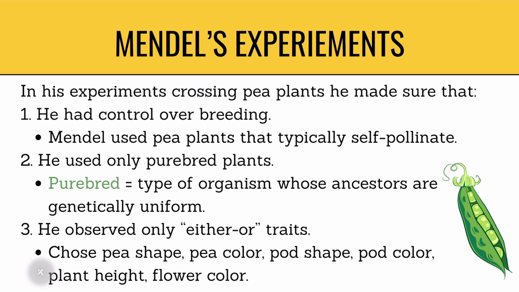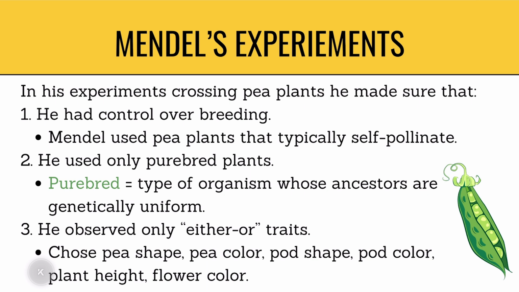Secondly, he only used purebred plants. So what that means is that a purebred is just a type of organism whose ancestors are genetically uniform. So that means that they're going to have the same alleles for every trait that they have. So like both of their alleles are going to be for blue eyes, or both are going to be for brown eyes. They're not going to have one of each.